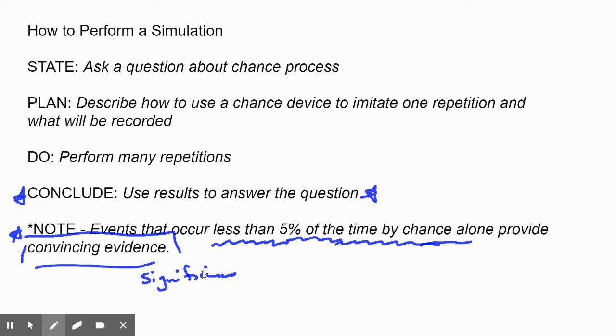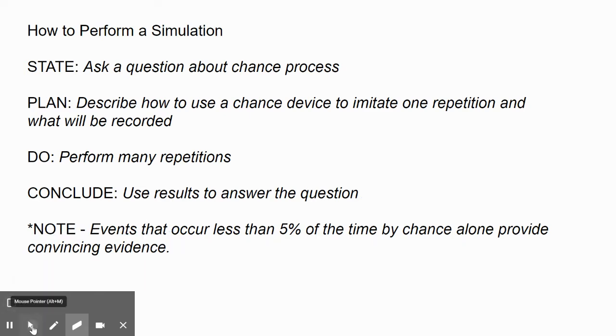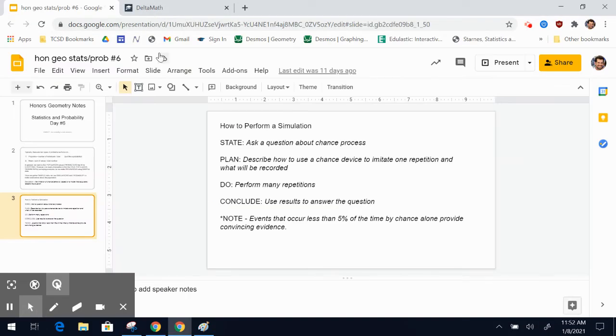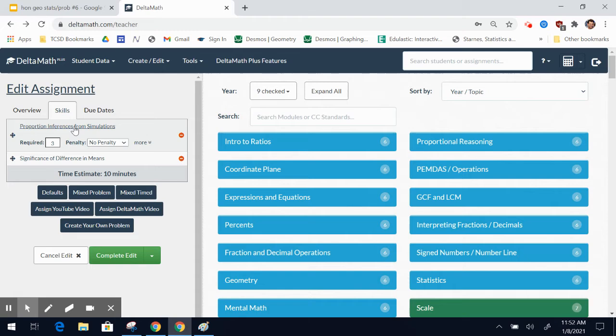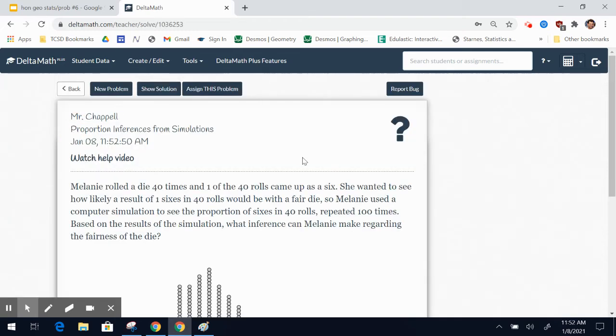But say we look out the window and a meteor hit the Twinsburg Library, right? That doesn't happen every day. So we'd all stop, we'd look, we'd say, oh my goodness, right? That's significant. So that's the idea. We're looking for things that rarely happen, less than 5% of the time. All right, so let's see if we can go into Delta Math and do some of these problems. Now, this is the first type of problem. It's a proportion problem.